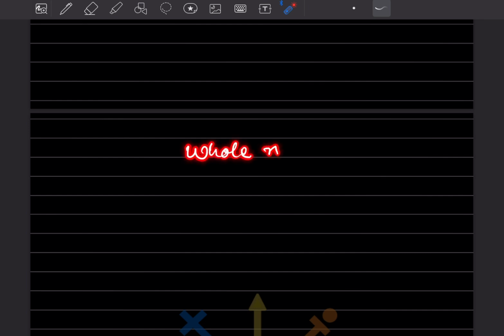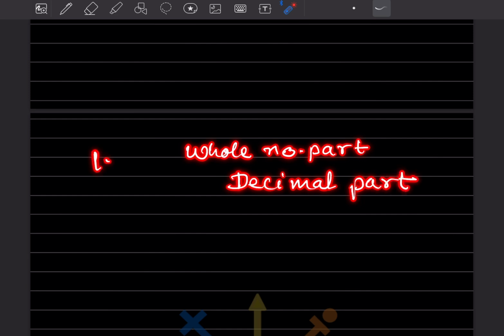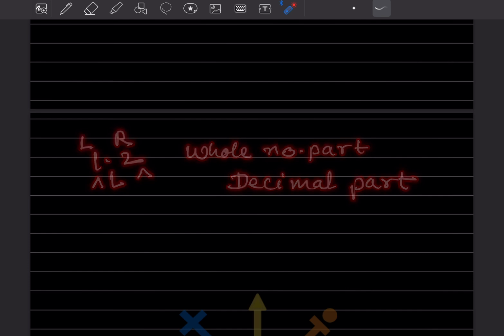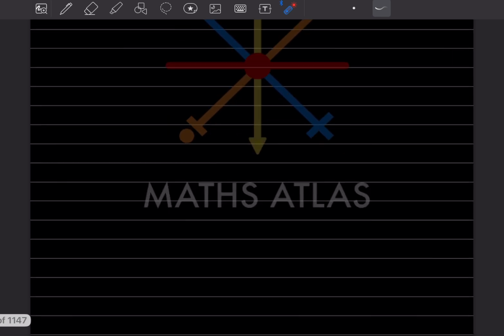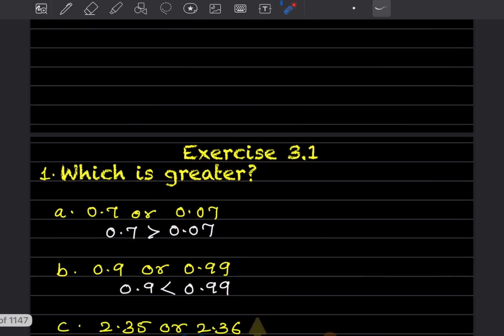So the decimal point divides the numbers into two parts, the whole part or the whole number part, and the decimal part. Again, this is the point, this is the left hand side and this is the right hand side. The left hand side is the whole number part and the right hand side is the decimal part. In decimals we also have like and unlike decimals. We'll see in detail about like and unlike later. Now we'll start with the exercise and wherever possible I'll give the explanation for you.